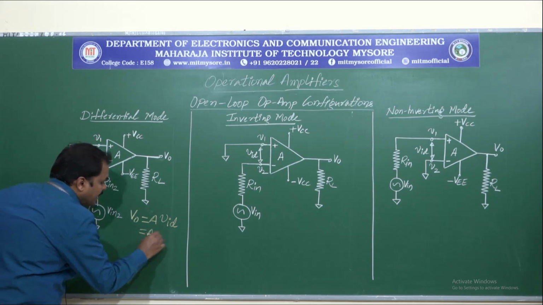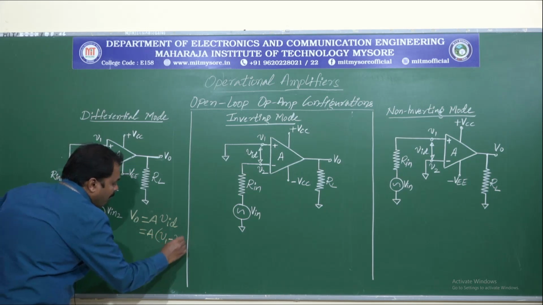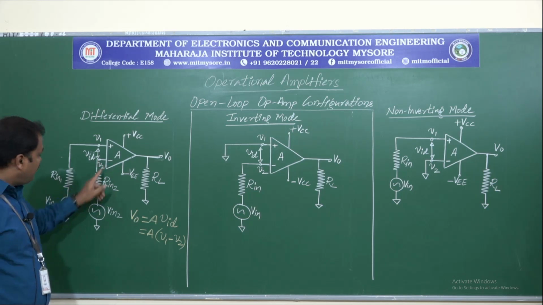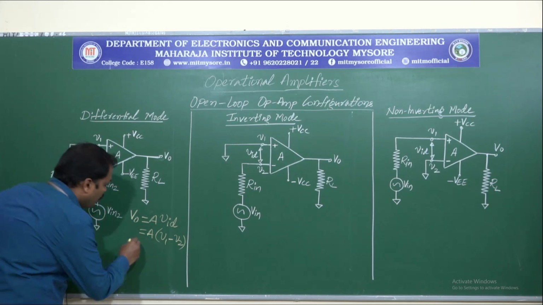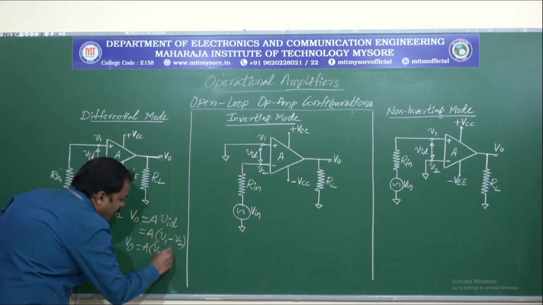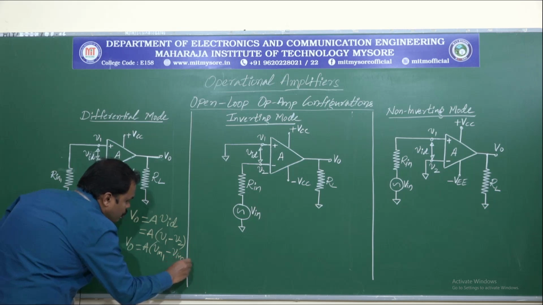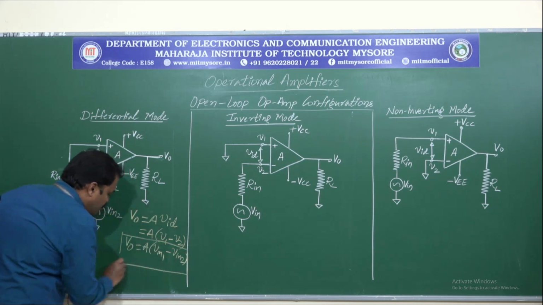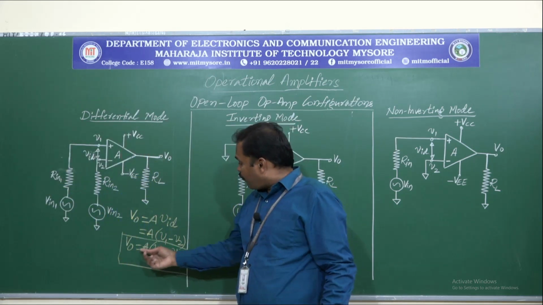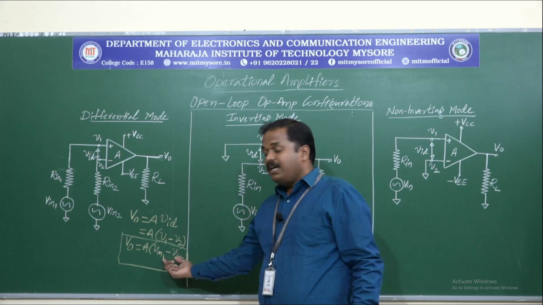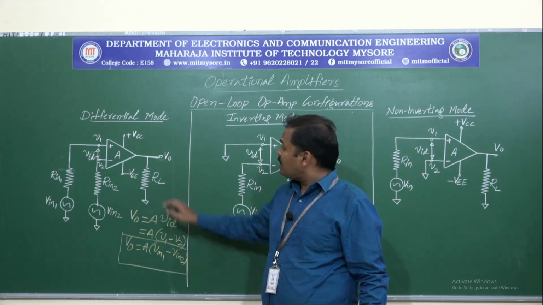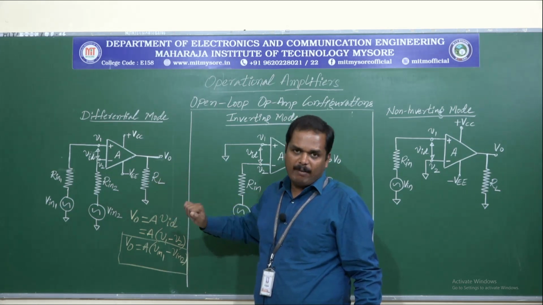So this can be written as A into V1 minus V2. So where V1 is equal to V in 1 and V2 is equal to V in 2. So V0 is written as A into V in 1 minus V in 2. So this is the output voltage of this op-amp circuit, and the polarity of the output depends on the differential input voltage, that is V in 1 minus V in 2. So this is differential mode of op-amp.